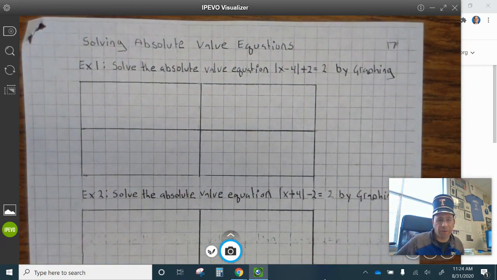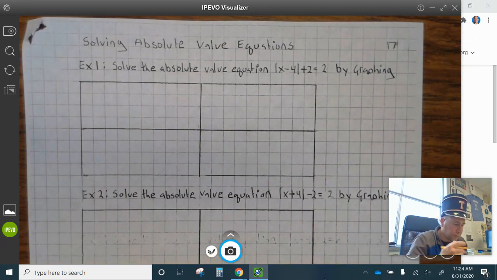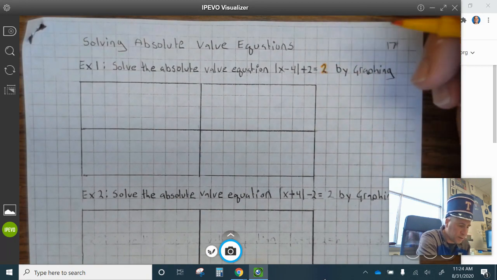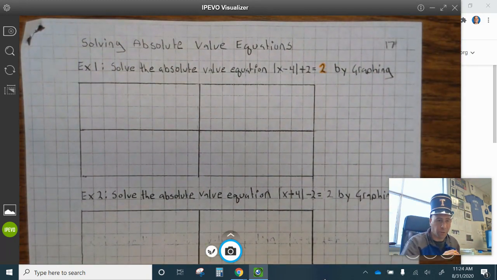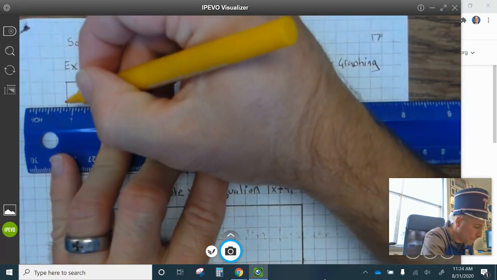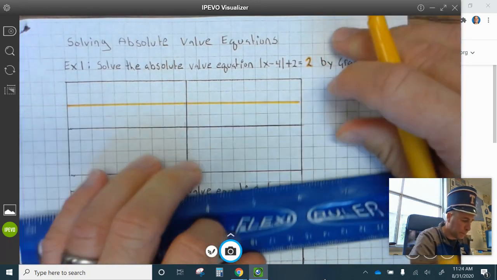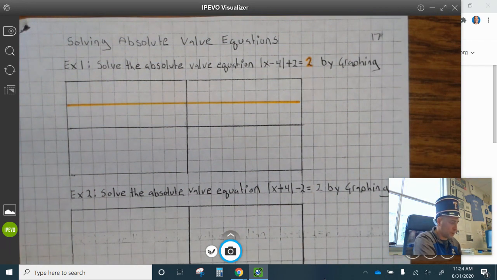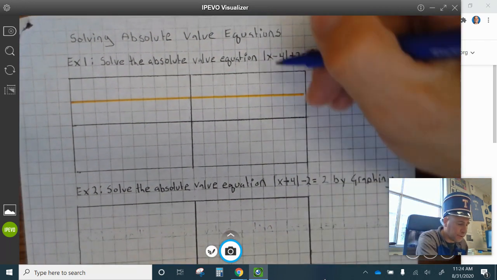Example 1, solving absolute value equations. Journal page 17. Example 1, solve the absolute value equation: the absolute value of x minus 4, plus 2, equals 2 by graphing. Okay, so I'm going to start by graphing the right side. Now that's a horizontal line at 2. Okay, and I'm going to graph that in yellow. And I'm going to graph the left side in blue.